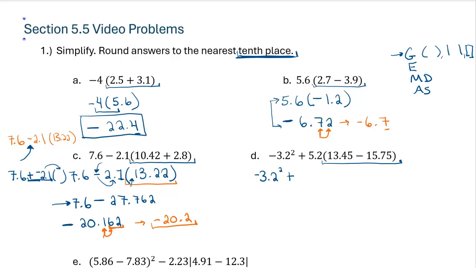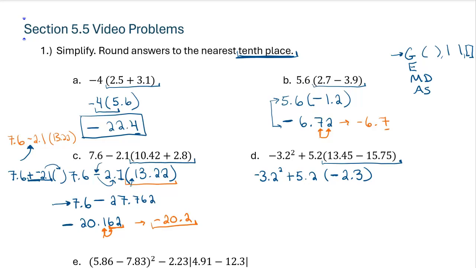For me, it helps me stay organized, both as I'm doing the problem, and also if I've made a mistake, it helps me track down where that mistake was and what the mistake was. So now I have 13 and 45 hundredths minus 15 and 75 hundredths. I notice that I have more negatives than I do positives. So I know that my answer has to be negative. I run the subtraction and I get 2 and 3/10.